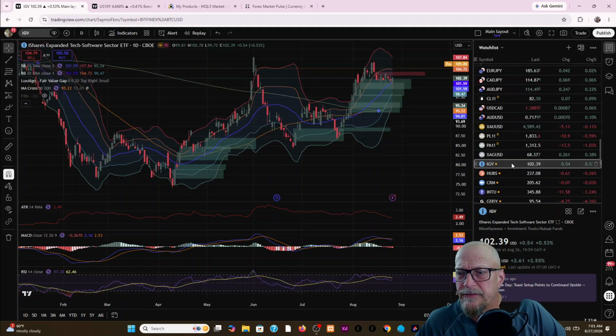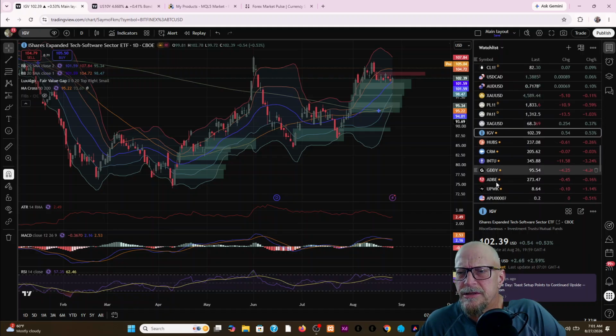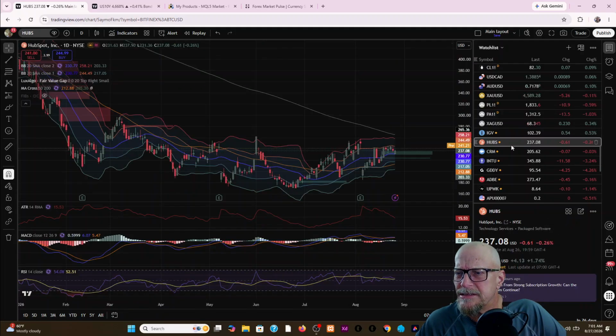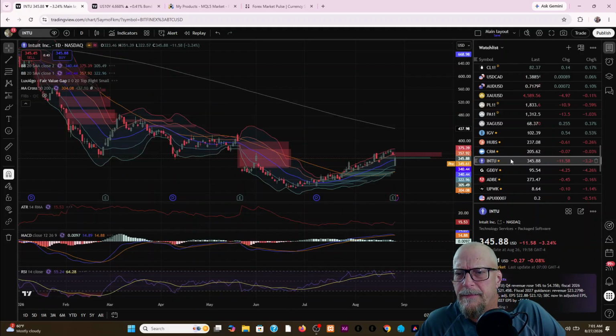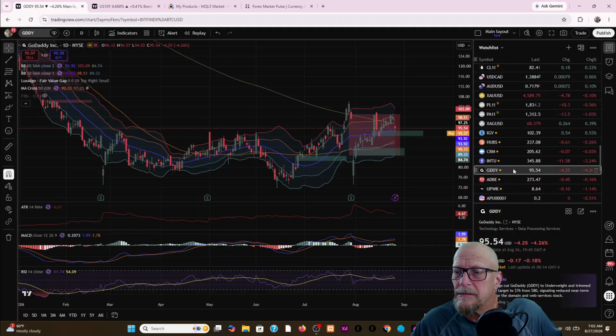IGV, so look at the software sector. Software sector perked up. According to that, it perked up a lot, but it looks like it's just 53 cents up yesterday. And then let's look at the rest of everything. HubSpot down 61 cents. Salesforce off 0.7 cents. Not a whole lot to talk about. Intuit gave up a lot. Looks like it's the open, I guess it's taking into account the pre-market open. So 345.88 is where Intuit settled yesterday. GoDaddy off $4.50 yesterday. Pre-market at 95.37.